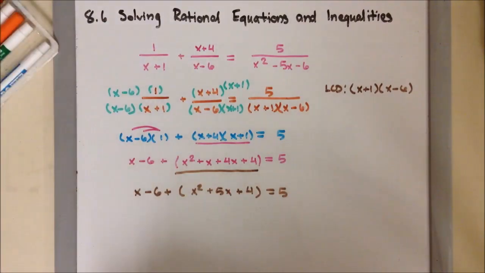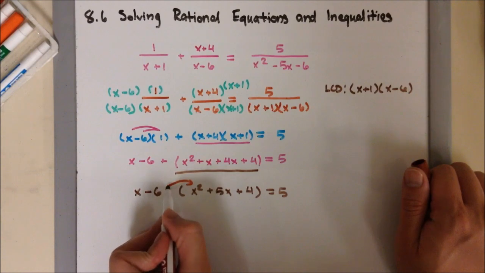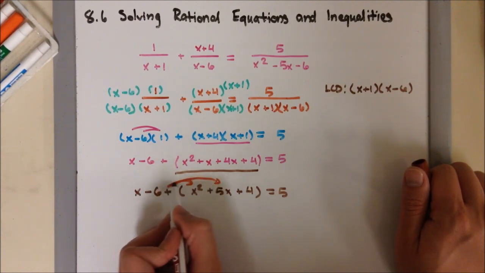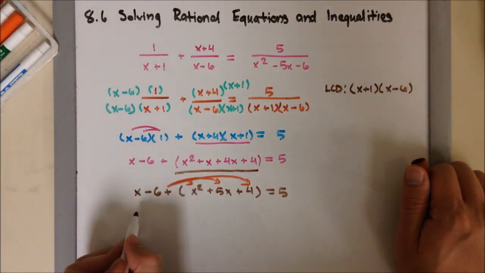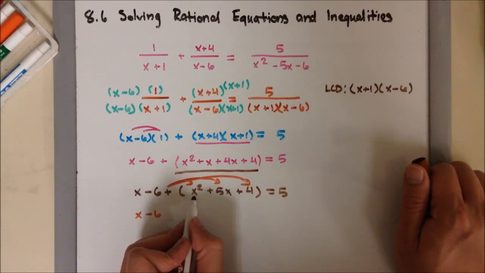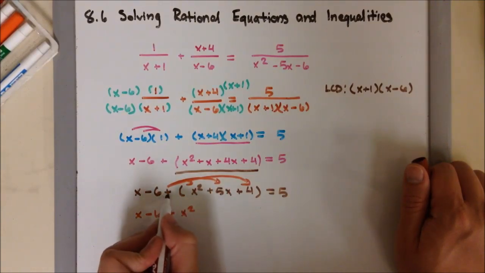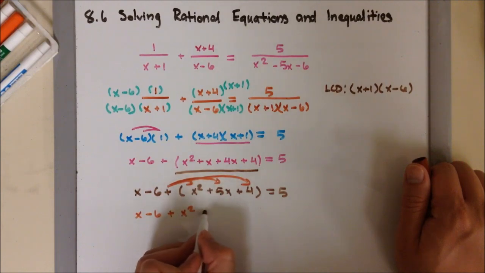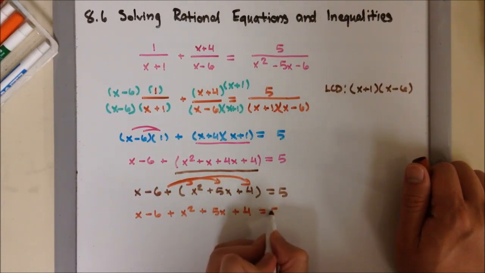After that, I'm going to distribute my plus to everything that's inside the parenthesis. So the first part is going to stay the same, so x minus 6. Positive times positive x squared will be positive x squared. Positive times positive 5x will be positive 5x. Positive times positive 4 will be positive 4, and it equals 5.